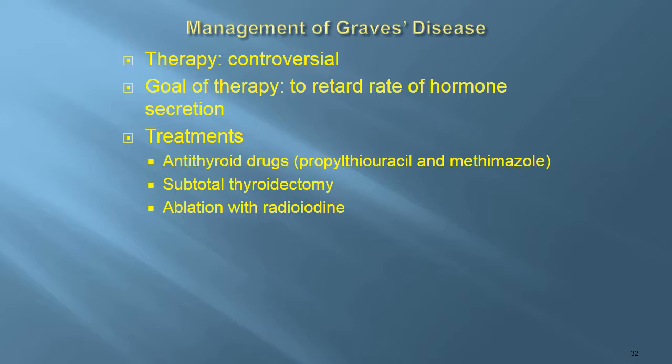Management of Graves' disease. The therapy is controversial, but the goal of therapy is to retard the rate of hormone secretions. Treatments may include antithyroid drugs, subtotal thyroidectomy, and ablation with radioiodine.